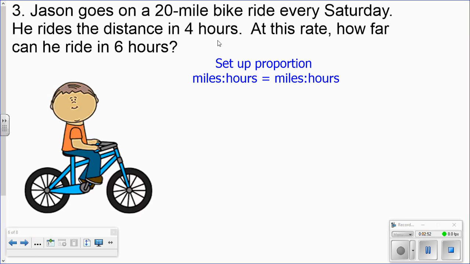Jason goes on a 20-mile bike ride every Saturday. He rides the distance in 4 hours. At this rate, how far can he ride in 6 hours? So we're going to set up miles to hours, miles to hours. So 20 miles takes 4 hours. I don't know how many miles takes 6 hours.